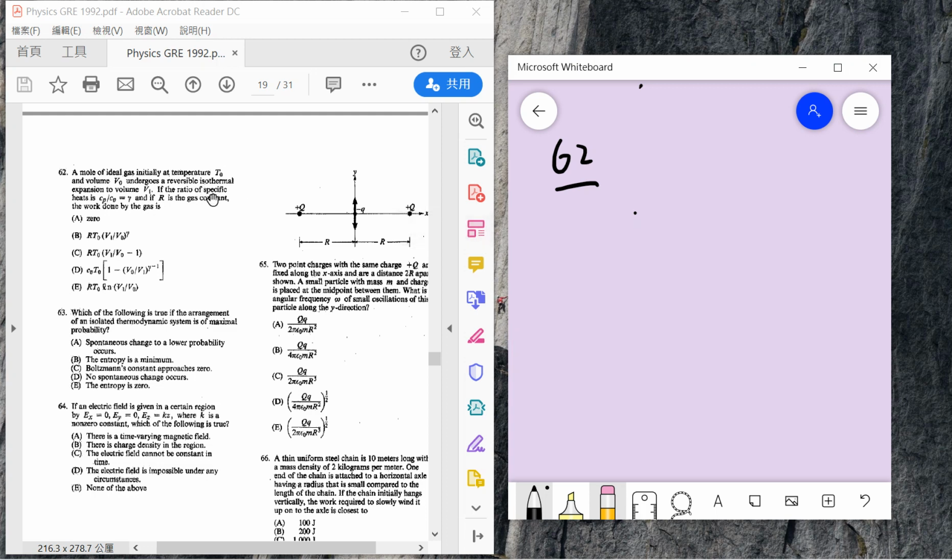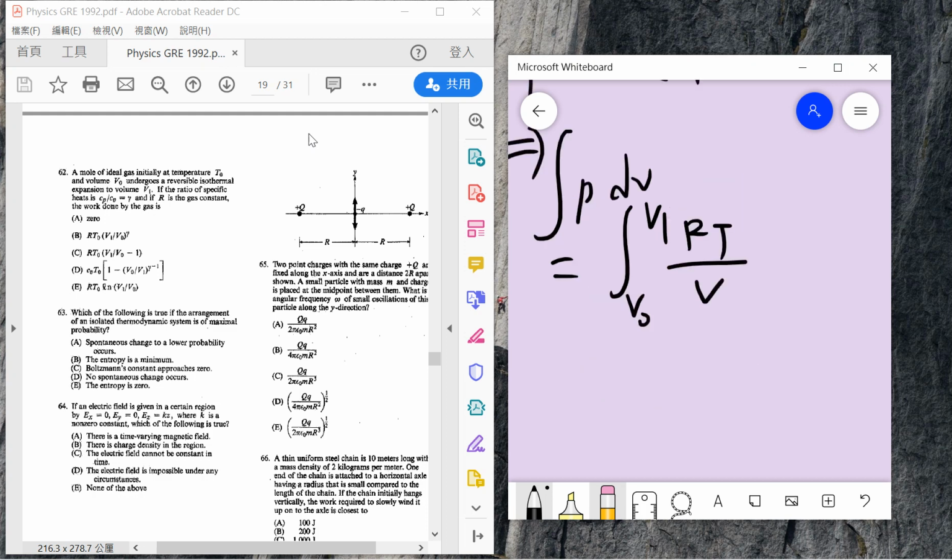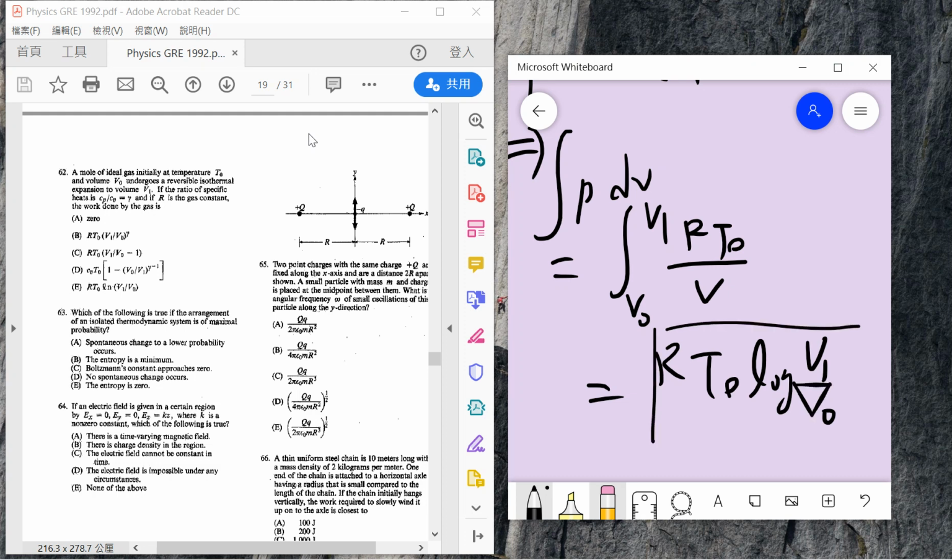And the important thing is it asks about it undergoing a reversible isothermal process. So isothermal means that T is constant. So the formula we have is PV equals RT. So the work is the integral of PdV, which is RT over V from V naught to V1. This is T naught. So we have R T naught log V1 over V naught. Nice. So the answer is E.